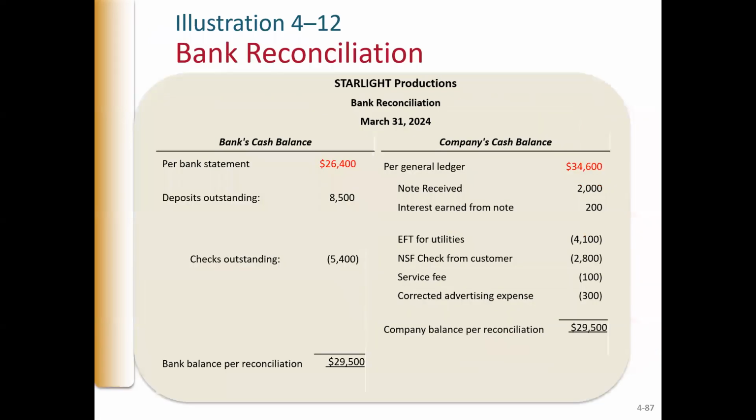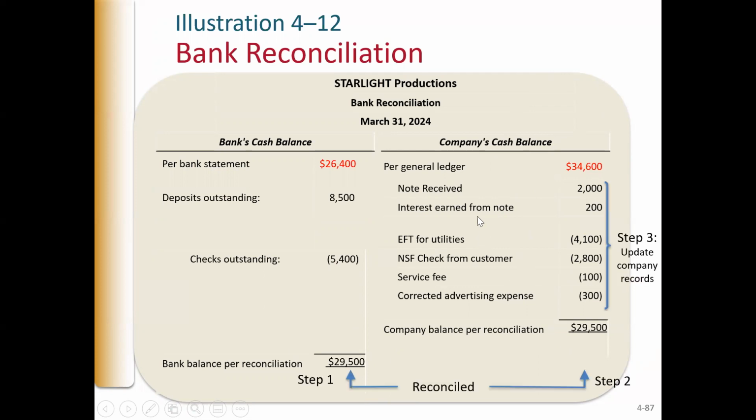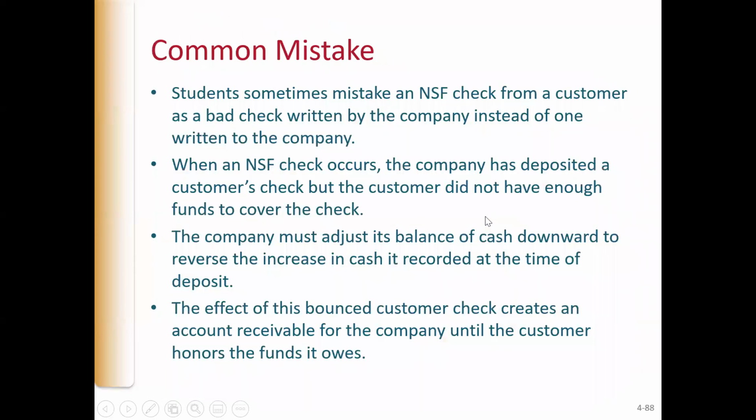So we need to adjust these items in our books. We need to show the electronic fund transfers for utilities, the NSF check from the customer that we thought increased our bank account, but it was bad, so it decreases it again. The service fee of 100. And since we put in our books the advertising expense was only 3,000 instead of 3,300, we need to adjust that. Do you see at the end of this, our bank shows 29.5 and our company balance shows 29.5? We reconcile. The one thing we need to do, for all these transactions that affected the company's balance, is create journal entries for it. So we record these transactions in our books. Okay.